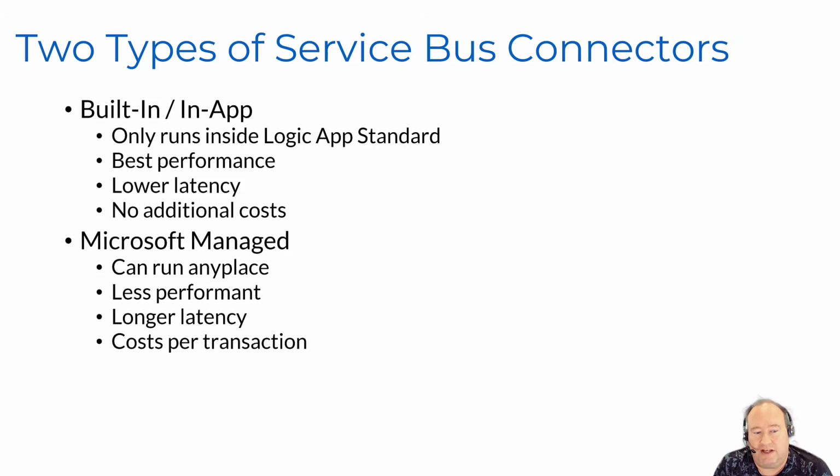The second type of connector is a Microsoft Managed connector. This connector is the only option if you're using Logic App Consumption. This connector can be called from any place. So if you're calling this in Logic App Standard and you're hosting that in your own data center, for example, you can still leverage this connector because it's going to make a call to the Azure data center to complete the call. Due to this, in general, this is going to be less performant than the in-app connector.